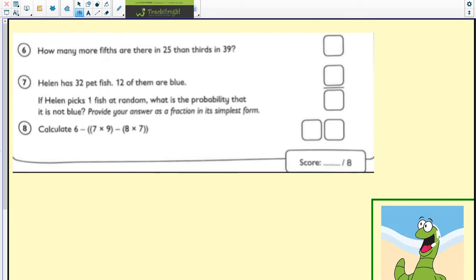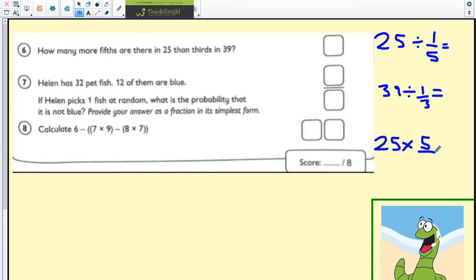Right, number 6. How many more fifths are there in 25 than thirds in 39? Oh, goodness me. So fifths in 25 is going to be 25 divided by 1/5. And then thirds is going to be 39 divided by a third. And the method for dividing by a fraction is to keep the first one the same, change the sign, and then flip the fraction. So we're going to have 39 times by 3/1.